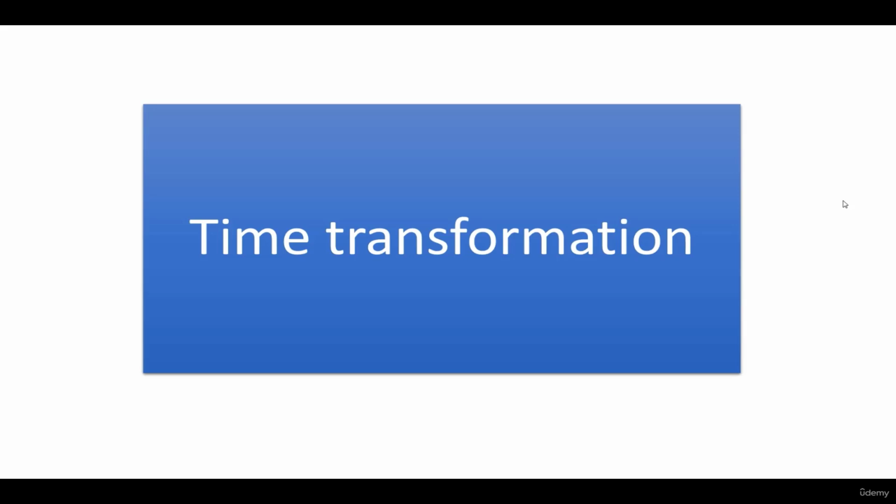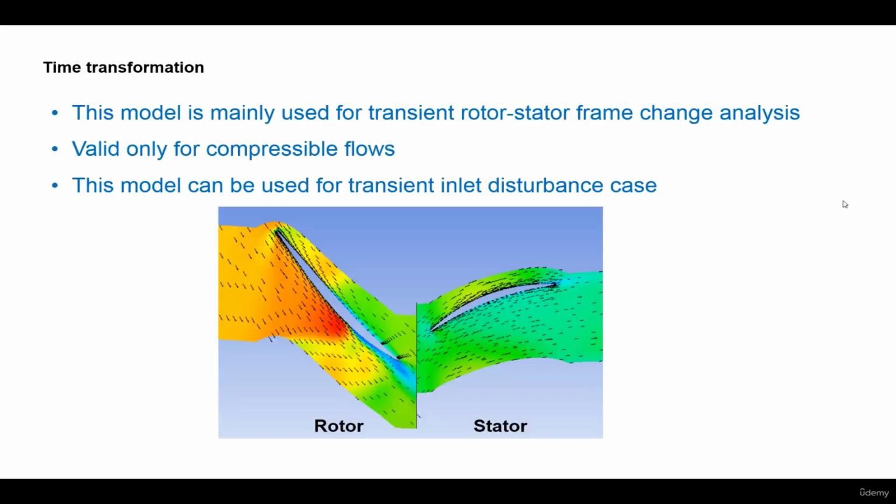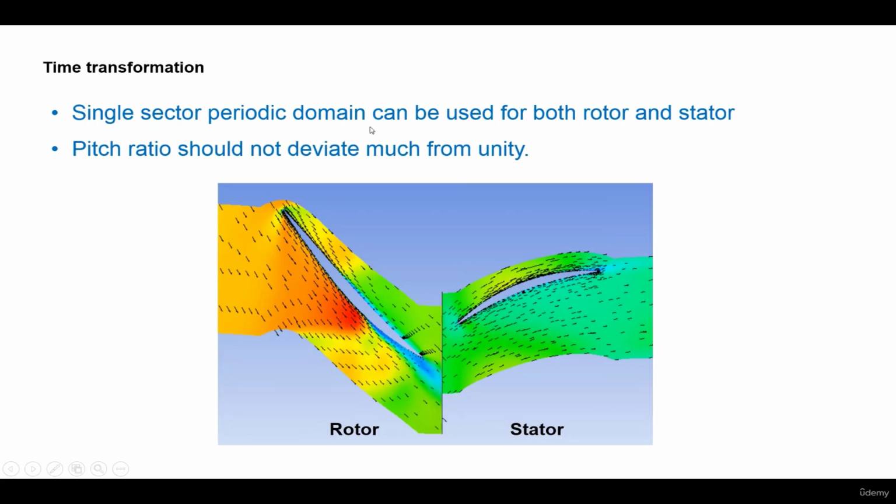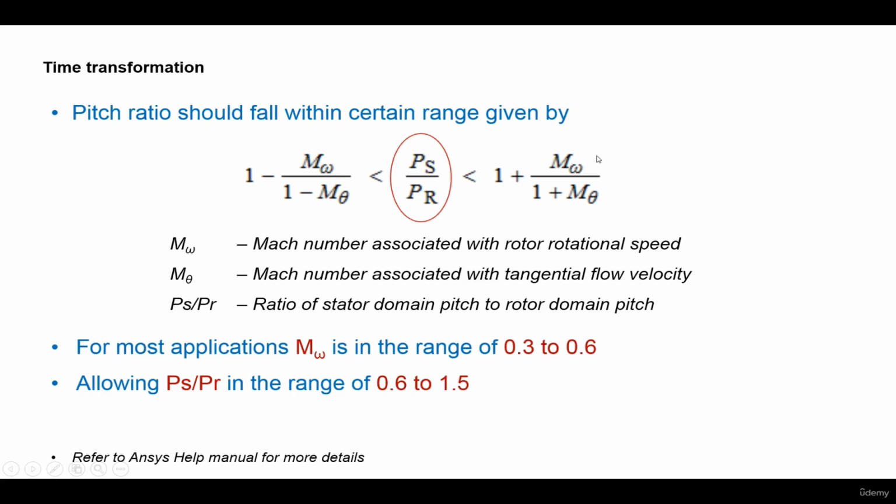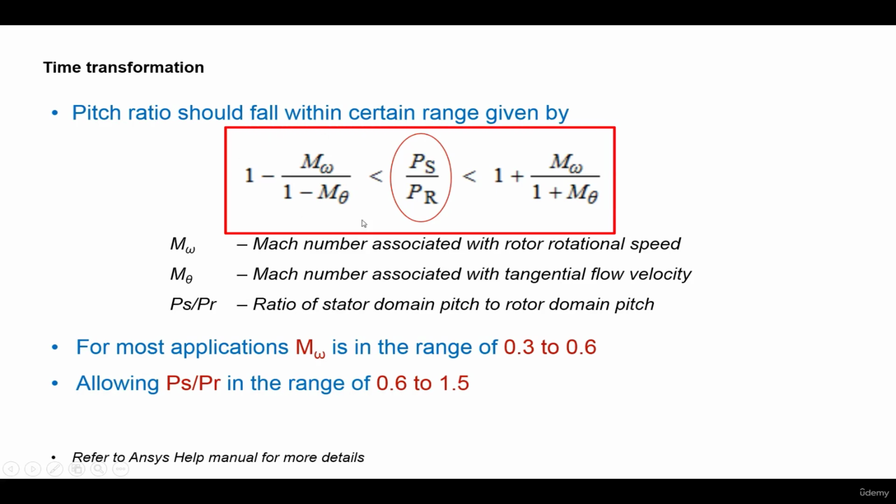Next is time transformation model. This model is mainly used for transient rotor stator frame change analysis, and it is valid only for compressible flows. This model can also be used for transient inlet disturbance cases. The advantage of time transformation model is we can use single sector periodic domain for both rotor and stator. The pitch ratio should be close to 1. In this method, the pitch ratio should fall within a certain range, that is given by this expression.